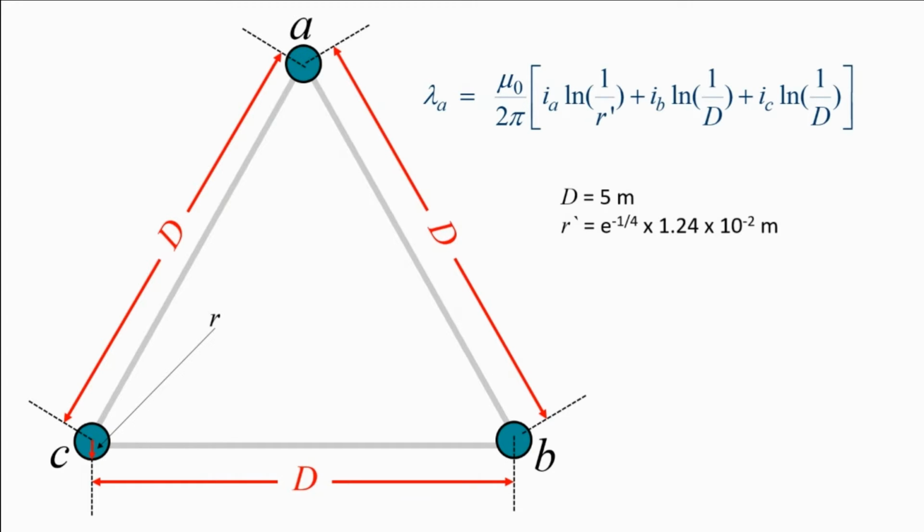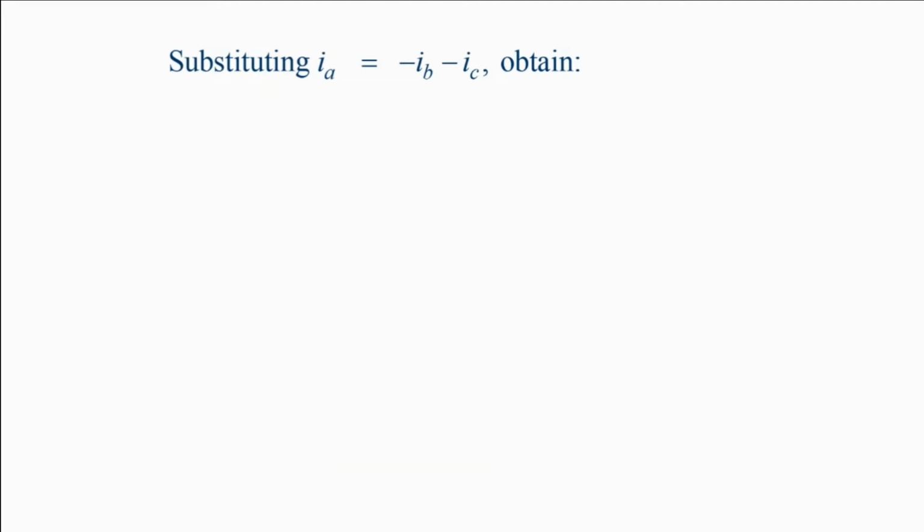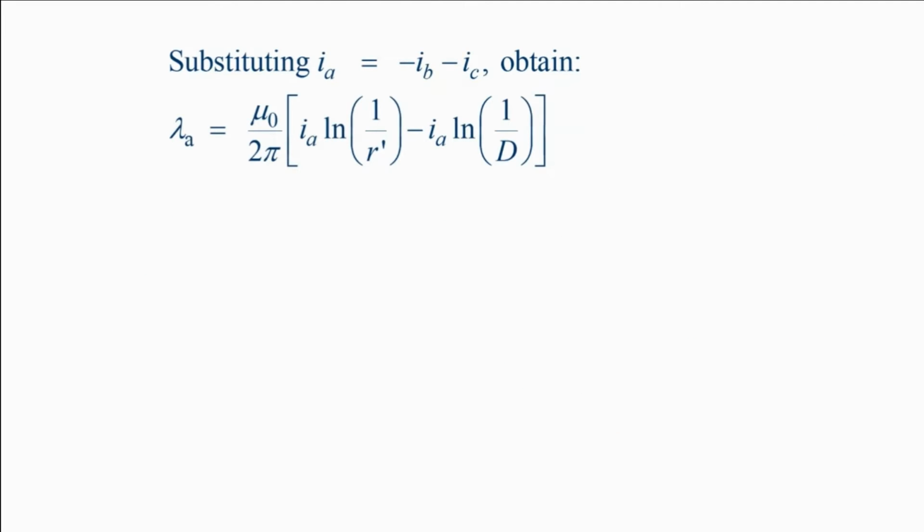It's mentioned that it's a balanced three phase, so IB plus IC should equal minus IA, because IA plus IB plus IC in a balanced system, as we saw last lecture, is zero. So I can do this to simplify that. It's only simplification. I replaced IB plus IC with minus IA based on the balanced three-phase system.